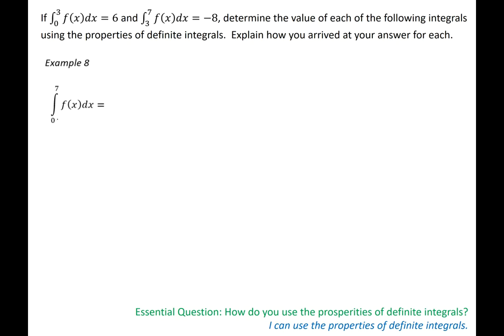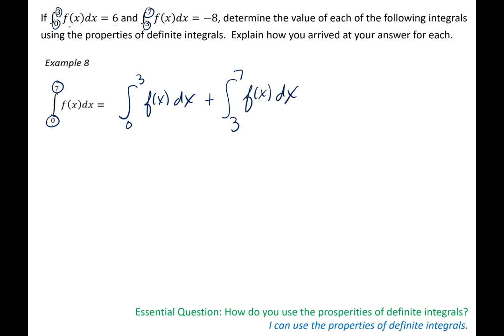Okay, so this one is saying it wants us to go from 0 to 7. I know from 0 to 3, I have 6, and from 3 to 7, I have negative 8. So I'm going to use those two things. Because remember, I'm allowed to break it into a convenient spot, a convenient C value that's between the A and the B. So I'm going to break it into 3. So 0 to 3 of f of x dx, and I chose that because I know that up here, plus from 3 to 7 of f of x dx. I know I'm allowed to replace this with a 6, and I know I'm allowed to replace this with a negative 8. So my answer is negative 2.